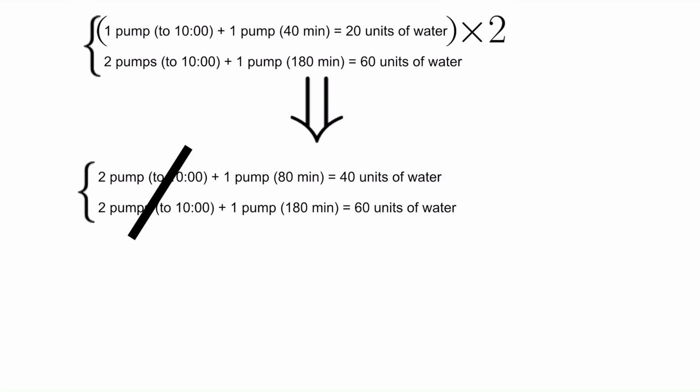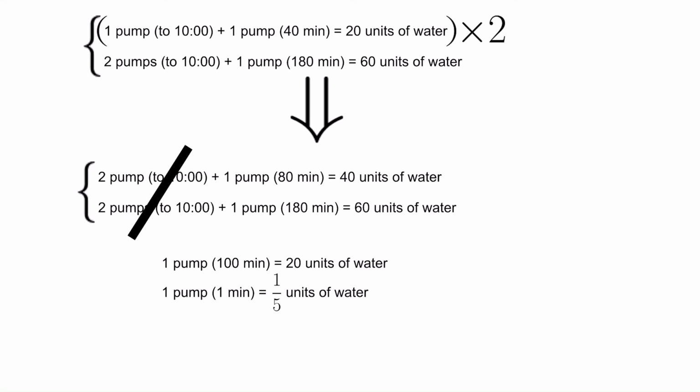Now, these terms cancel nicely with each other. Then we subtract the first equation from the second. That yields 1 pump operating for 100 minutes is equal to 20 units of water. Then 1 pump operating for 1 minute will be equal to, yes, 1/5 units of water.